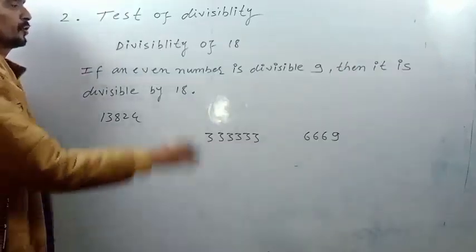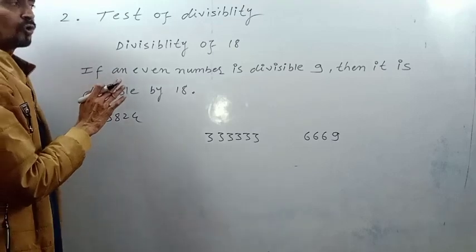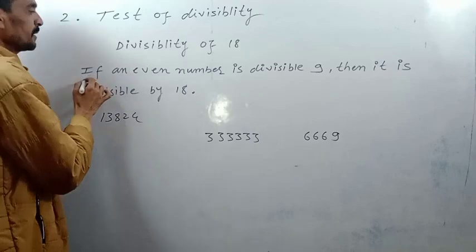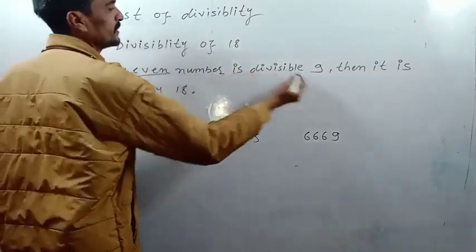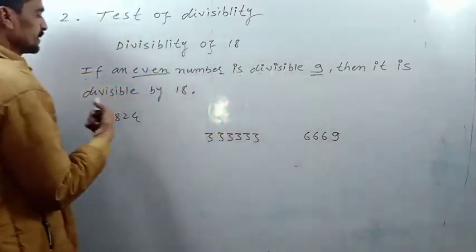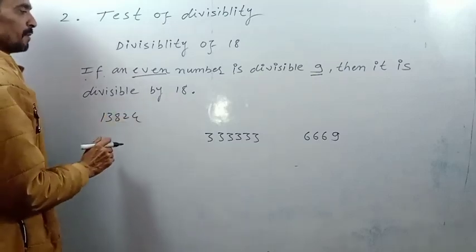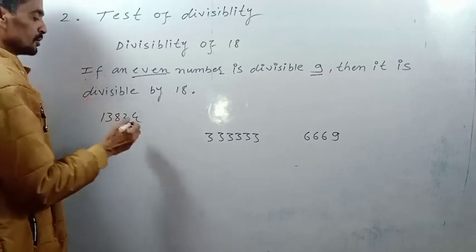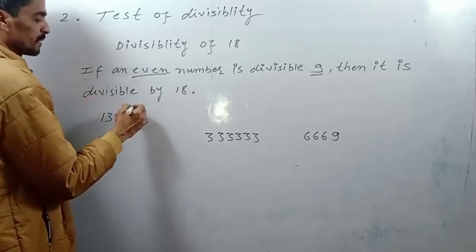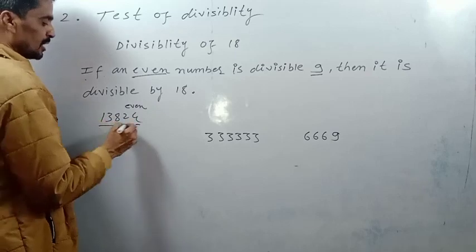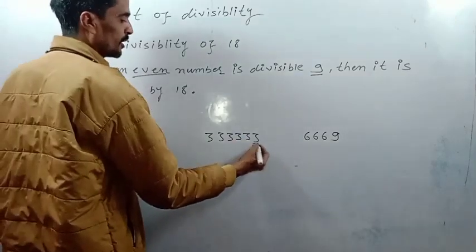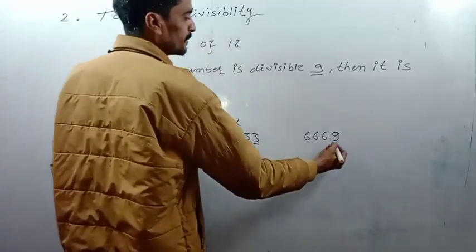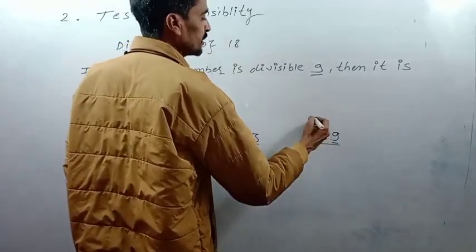Now the divisibility of 18. It is just like the divisibility of 6. If an even number is divisible by 9, then it is divisible by 18. So first of all we need to check: is it an even number? 4 is even, that's why this total number is even. 3 is odd, that's why this total number is odd. 9, that's why this total number is odd.